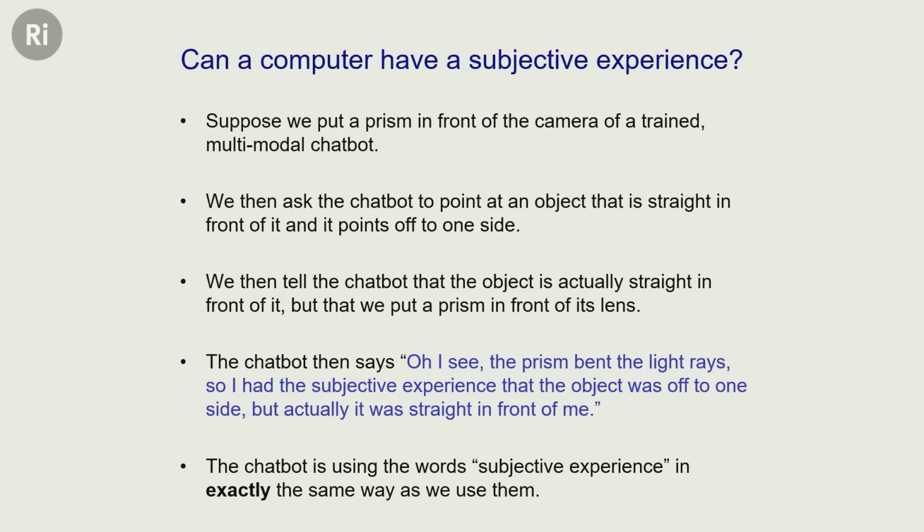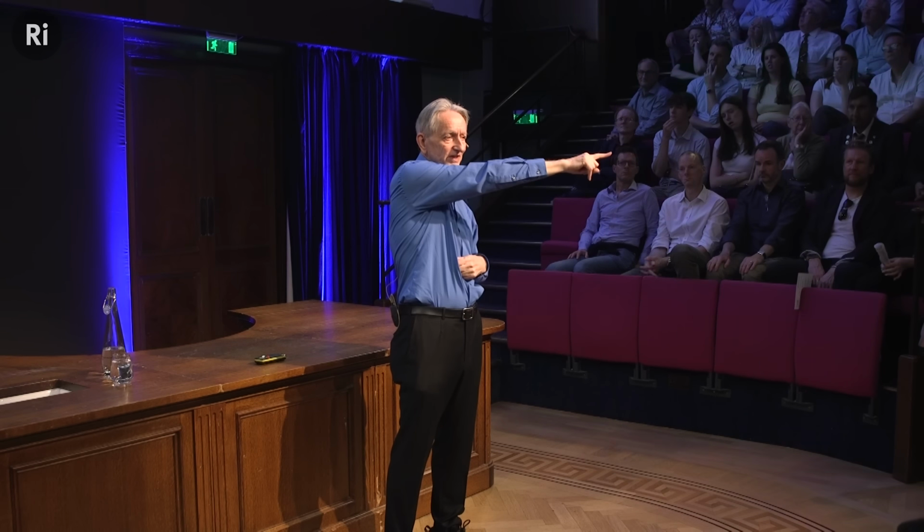So I take this multimodal chatbot, and it's got a camera, it's got a robot arm, and it can see. So I train it up, and I put an object in front of it, and I say, point at the object. It points at the object, no problem. I then put a prism in front of its lens, when it's not looking. And I put an object in front of it, and say, point at the object, and it points over there.